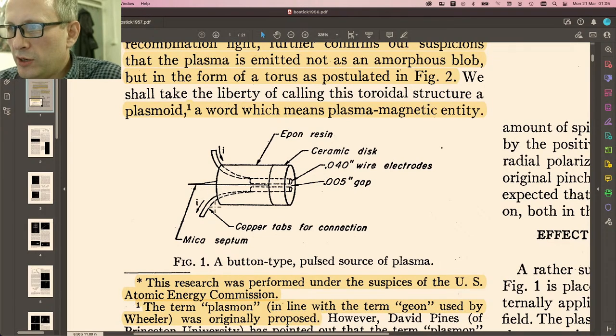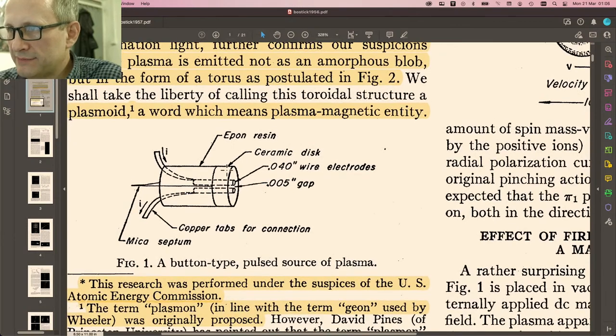So he's got copper tabs for connecting your power. Current in, current out. This is a resin support for the back end of it. Then it has a ceramic disc. And then these are deuterated titanium wire electrodes. 0.04 of an inch. And there's a gap of 0.05 of an inch between them. And there's two holes through it.